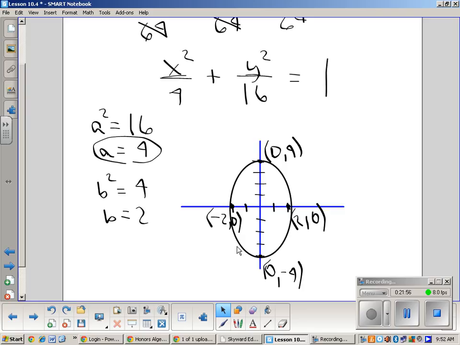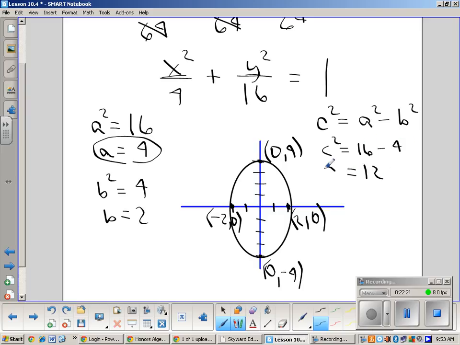So anyway, my ellipse, not my parabola, my ellipse looks like this. Now the question also asks, where's my foci at? And so that's where I go back to c squared is equal to a squared minus b squared. And so c squared is equal to 16 minus 4, which is 12. C then is the square root of 12.